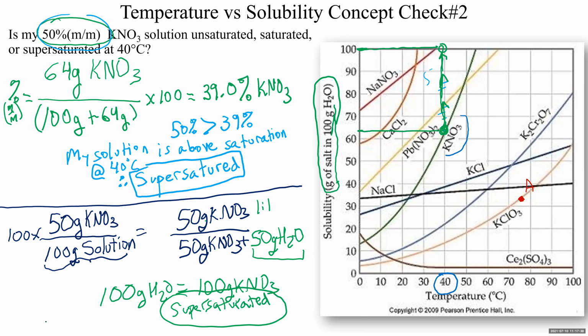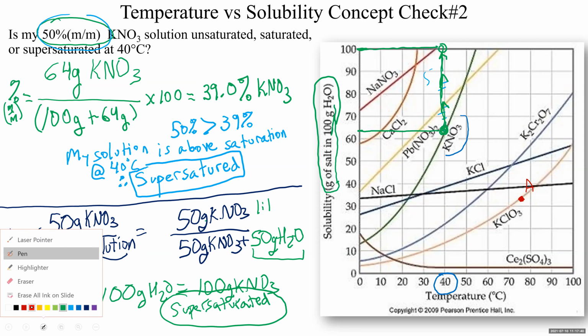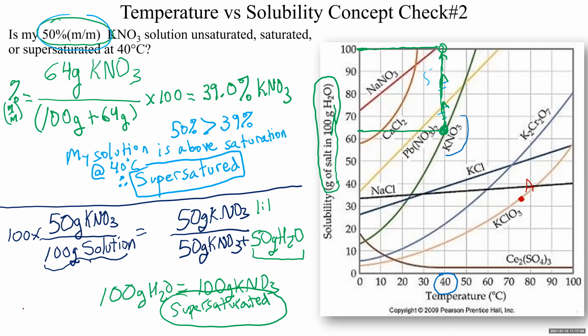Can you tell what temperature we would have to reach in order for this supersaturated solution to not be supersaturated? In other words, how warm do we have to get this solution? To what temperature do we have to warm up the solution in order to dissolve all 100 grams of potassium nitrate? Well, let's just follow the graph. So we keep going, following the graph, all the way till we get to the 100 grams of potassium nitrate mark. That would be right here. The graph ends here.